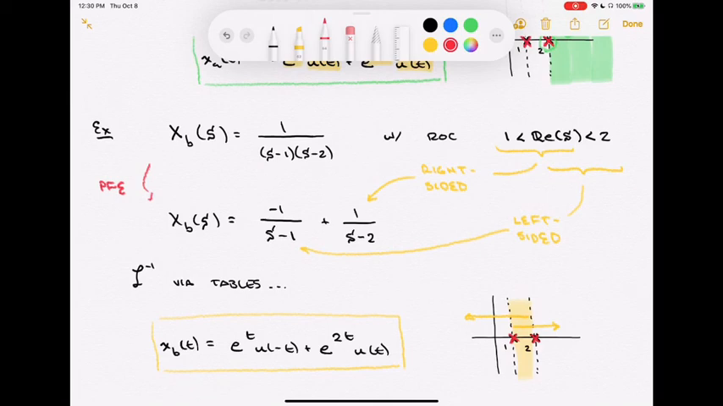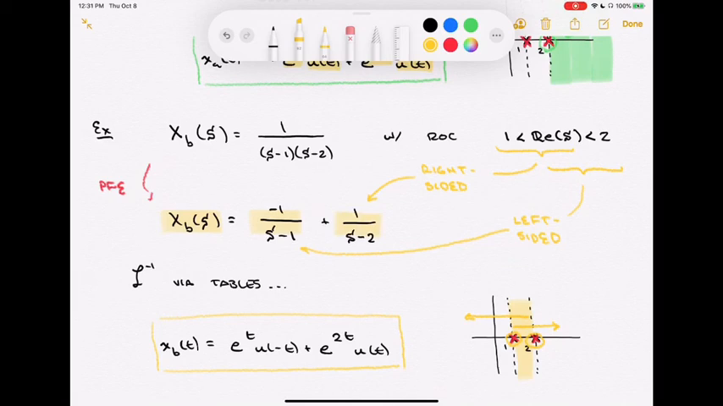If you look at the root at 1, that strip is to the right of it. So the region of convergence for that pole at 1 is to the right of the pole. If I take a look at the region of convergence relative to the second pole at 2, the strip is to the left of it. That region of convergence is going to suggest a time domain signal that is left-sided rather than right-sided. So we still do the same partial fraction expansion. X_b of s is still going to be minus 1 over s minus 1 plus 1 over s minus 2. We could have gotten that from our same work before.